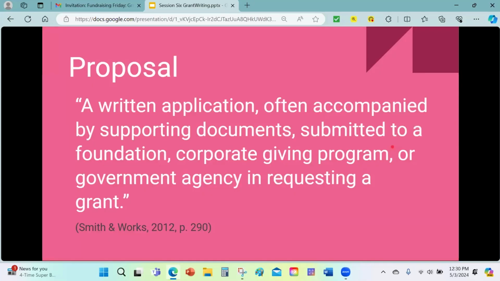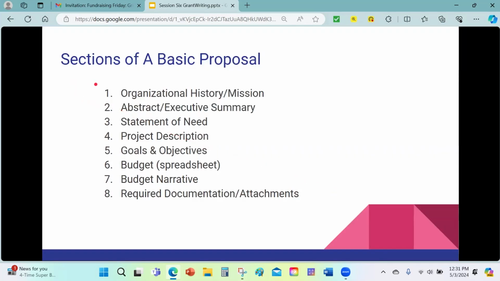So what we're going to talk about today is the basic elements of a grant proposal. And typically when it's online, they have all of these elements included. They're the most common 8 elements of every grant proposal. But if there is no online application and you have to send it in yourself, I would suggest you follow these steps. So what is a proposal? It's simply our written application, again, often accompanied by supporting documents, that we submit to the foundation, the corporate giving program, or the government agency that requests a grant. That's our proposal. And in general, there are 8 main sections of a grant proposal.